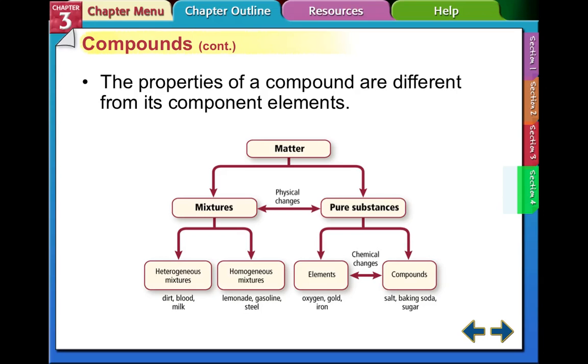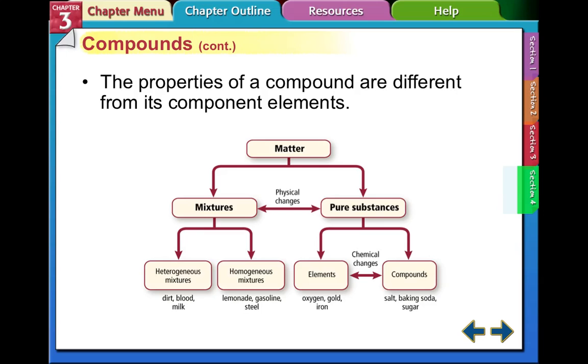Okay, the properties of a compound are different from its component elements. So think about that as we go through this chart. If you have a piece of matter, you have to determine whether it's a mixture or a pure substance. We've talked about mixtures. If it's a mixture, it's either a heterogeneous mixture or a homogeneous mixture.